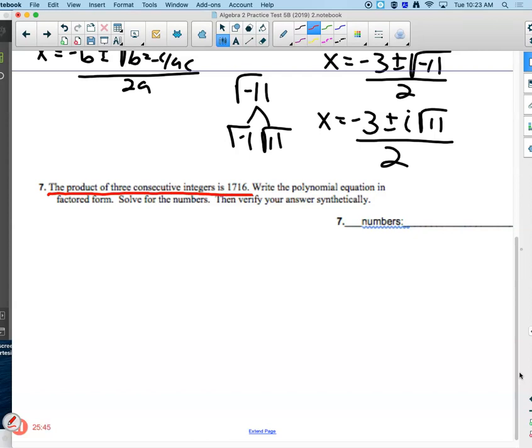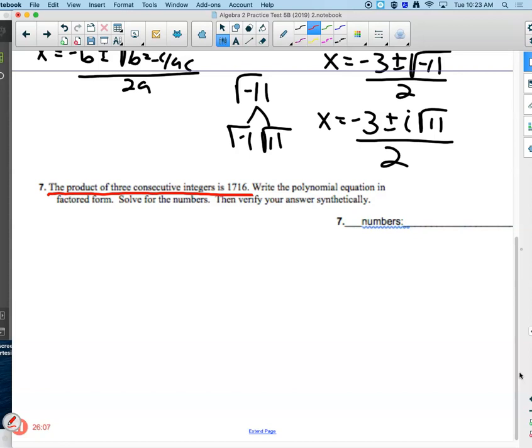The product of 3 consecutive integers is 1,716. Write the polynomial equation in factored form. Solve for the numbers. Then verify your answer synthetically. Again, if you're writing this down and you really want to write it down, only write the first sentence. The rest of it we're going to show with our work.